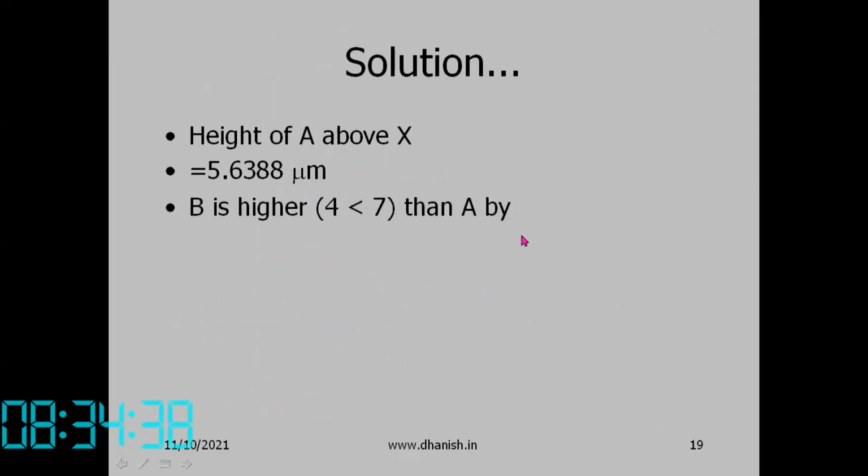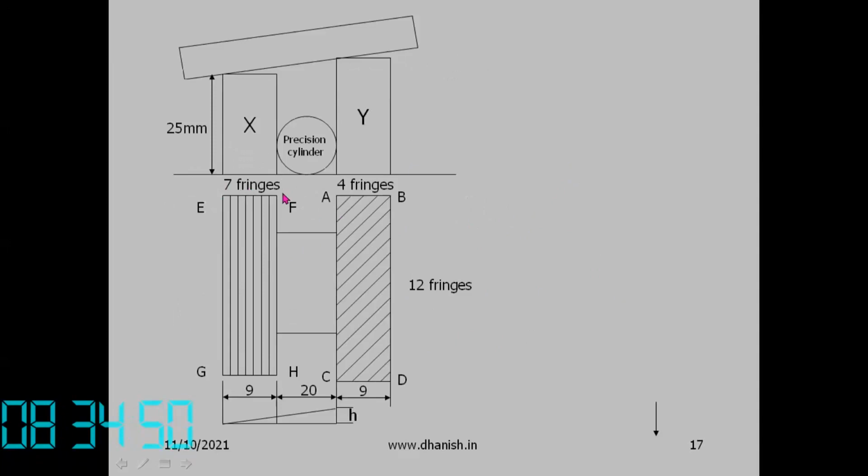Now B is higher than A. So B can be either higher or lower than A. But by seeing the number of fringes, here there are 7 fringes. If here also there are 7 fringes from A to B, then it is parallel to EF. So if B is increased, what will happen? The gap will be reduced here compared to this. So the number of fringes will decrease. If B is down, then the number of fringes will increase. Since we have only 4 fringes from here to here, B is above A.